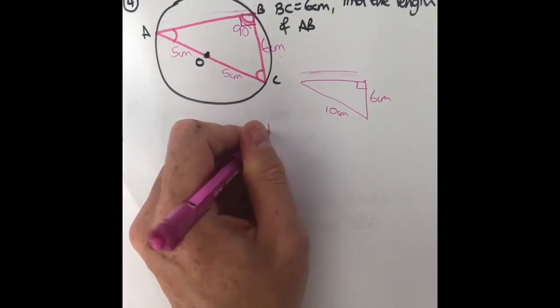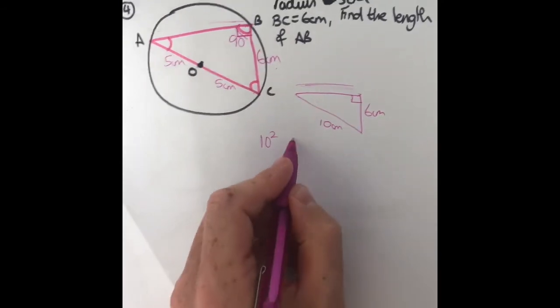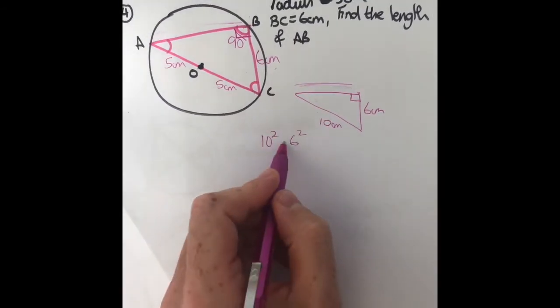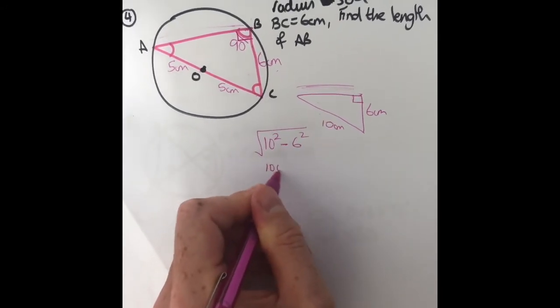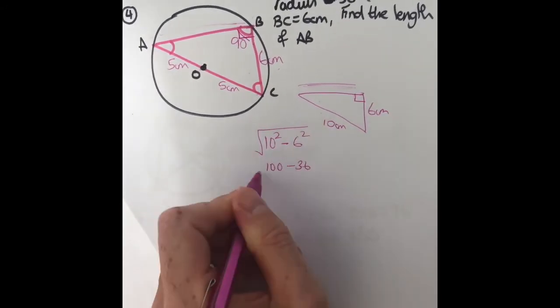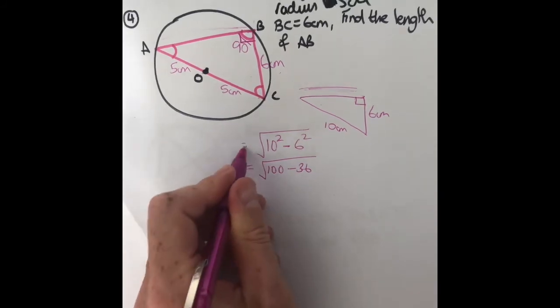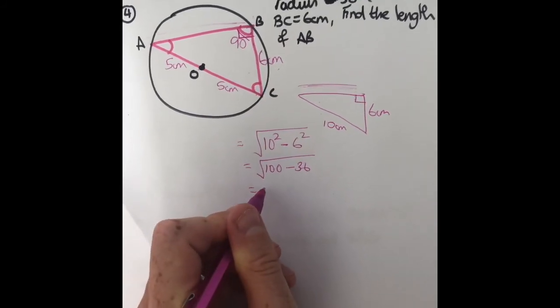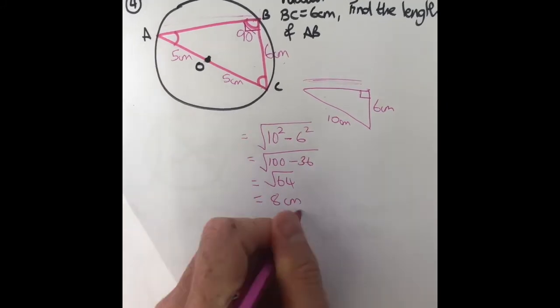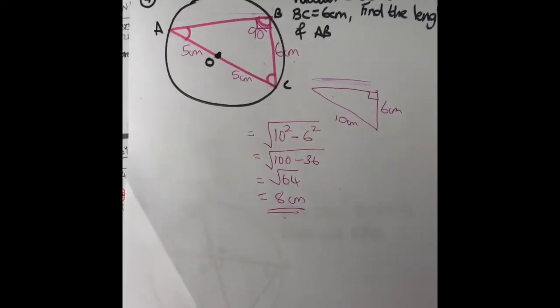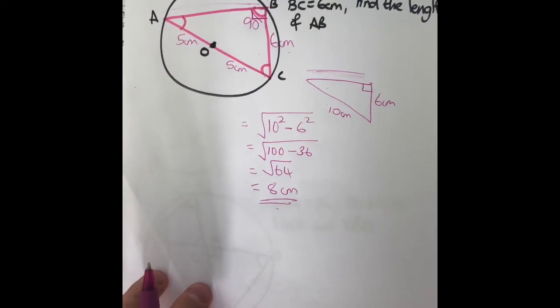So which way around is it? Square, square, and find the shorter side, so it's take away, and then square root the answer. So 100 take away 36 square rooted, well that's 64, and therefore that'll be 8 centimetres. Okay, so just another way they can add circle theory and put another topic in.